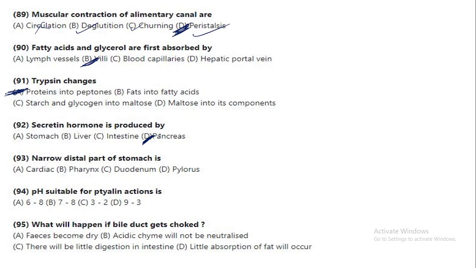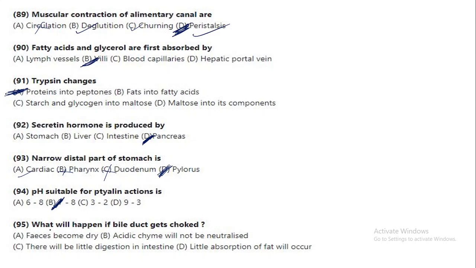The narrow distal part of the stomach is the pylorus, where the pyloric sphincter is present. This is the last part of the stomach. Cardiac is the first part. Pharynx has nothing to do with the stomach, and duodenum is part of the small intestine. Next, the pH suitable for Tylen's action. Tylen is salivary amylase. For its action, the pH should be close to neutral, or rather towards the base, so it should be 7 to 8.